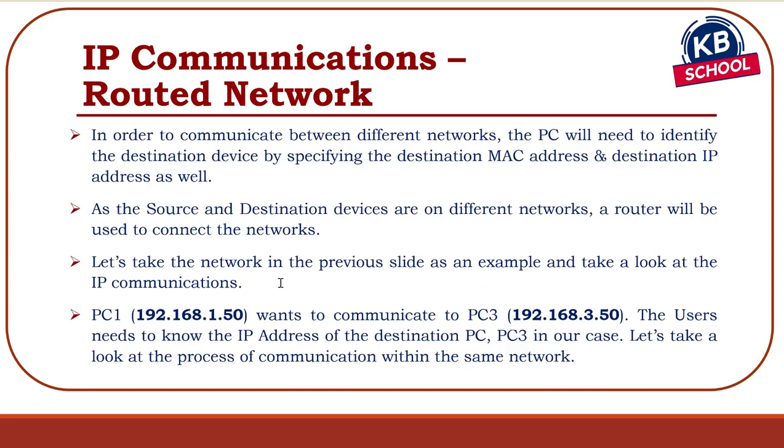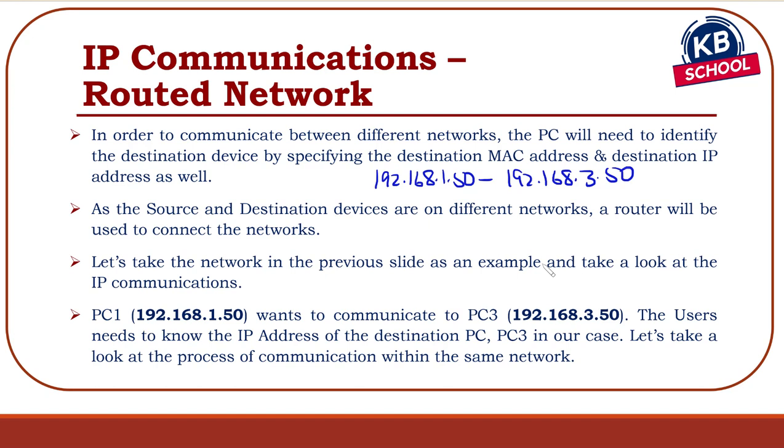In order to communicate between different networks, the PC will need to identify the destination device by specifying the destination MAC address and destination IP address as well. So in my case, I would have put in a source of 1.50 and a destination of 3.50, 2 different networks. As the source and destination devices are on different networks, a router will be used to connect the networks. How do I know that?